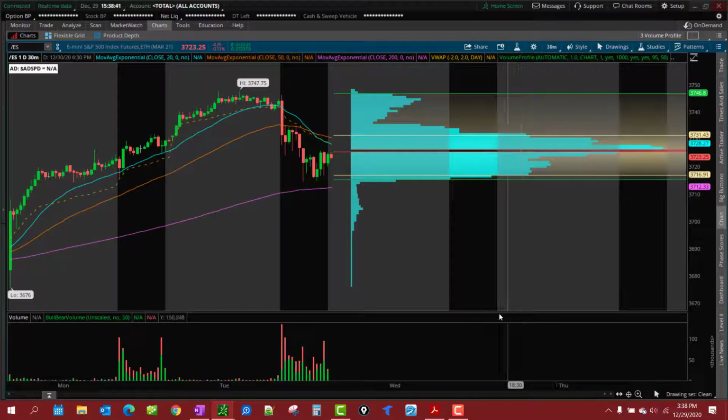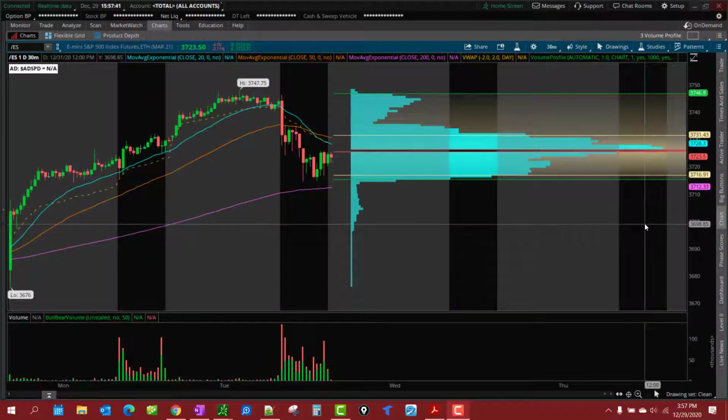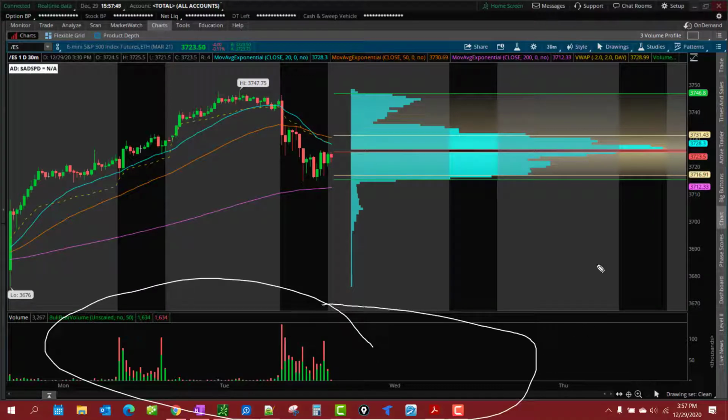Okay. What is the volume profile? Let's start by defining what the volume profile is. The volume profile is a study that represents trading activity over a specific time period and volume. Basically, it flips these volume bars that you see down here on the bottom, right here, basically flipping that on its side.